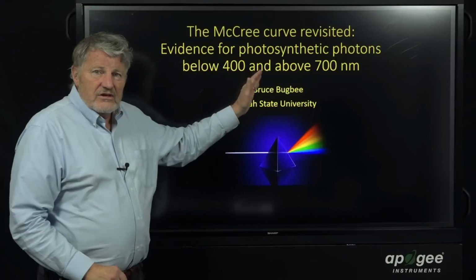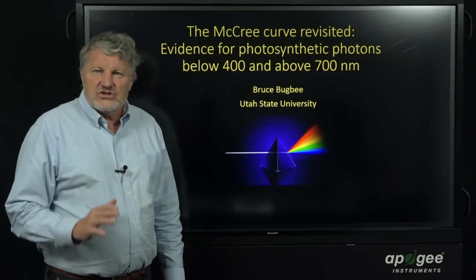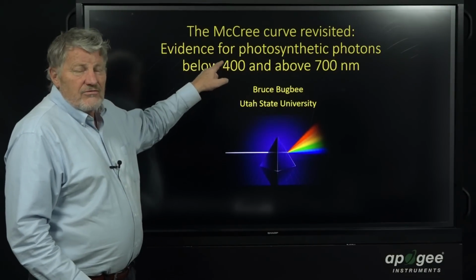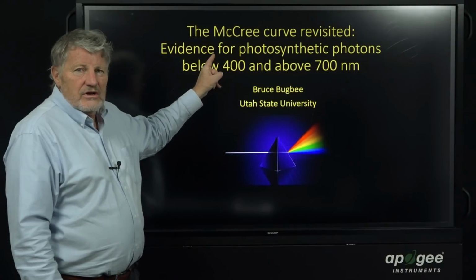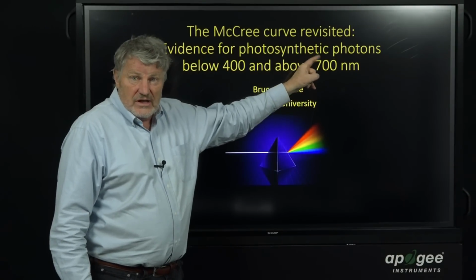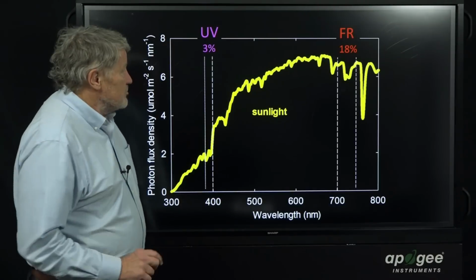So to start with this, I want to start with sunlight and look at the ratios of color in sunlight. And I want to make the point that there's not a lot of photons down around 400, so the cutoff down here is less critical than the cutoff at 700 because there's a lot of photons at 700. So let's take a look at sunlight.